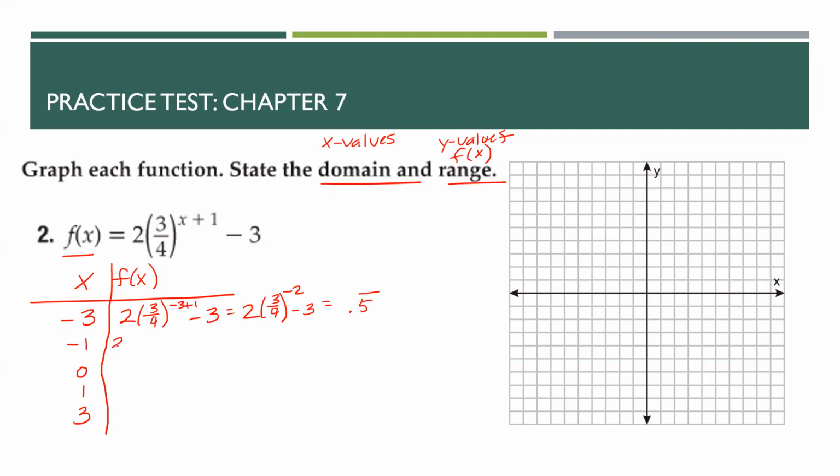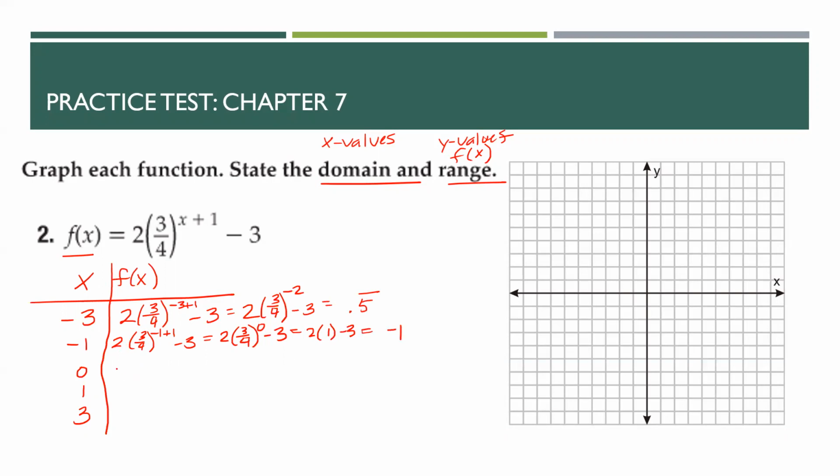Then when you plug in -1 for x, you get 2 times 3/4 to the power of 0 minus 3. Remember, anything to the power of 0 is equal to 1, okay? So this ends up being 2 times 1 minus 3. So 2 times 1 is 2, minus 3 is going to be -1.